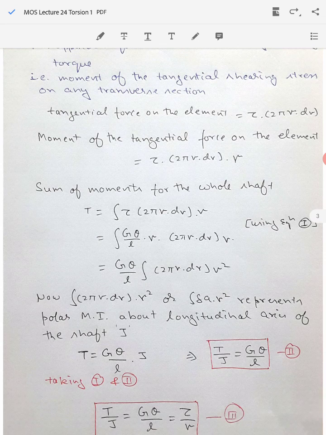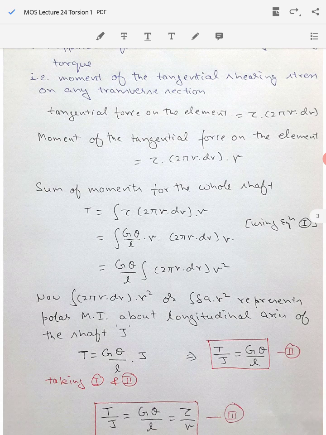We have already talked about the moment of inertia, or second moment of area. That is the small elemental area multiplied by the square of its distance from the axis. Here the axis is the longitudinal axis, the distance of the area from the axis is small r, so the square of it, r square, multiplied by the area and integrated is your moment of inertia, or the polar moment of inertia about the longitudinal axis, which we represent by J.